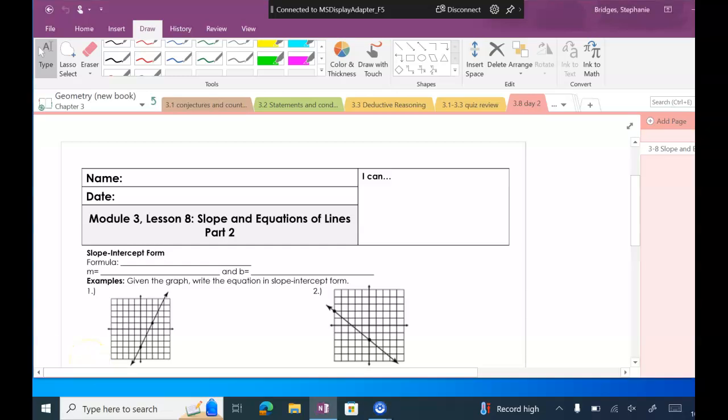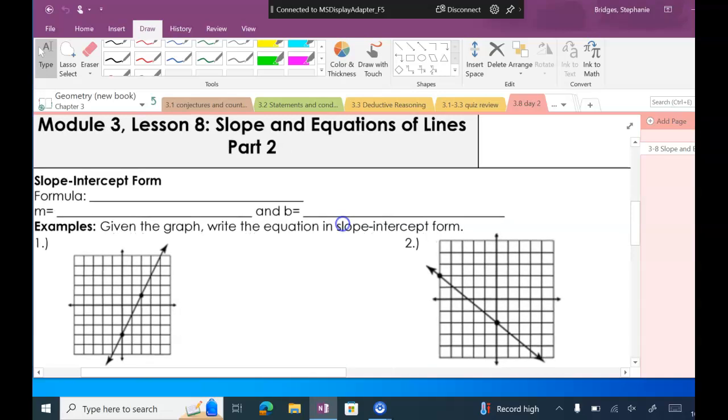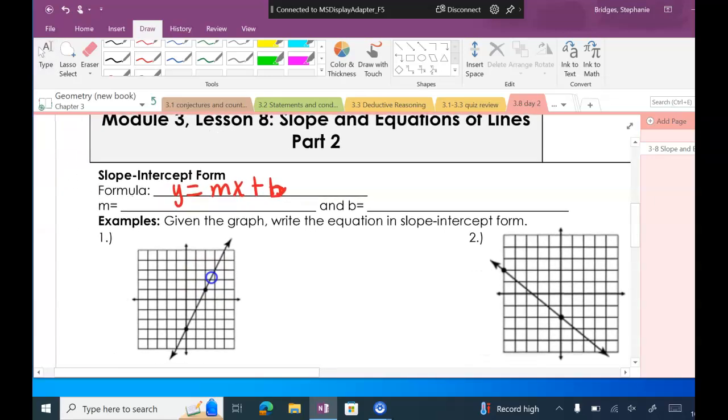All right, so we are going to start with what we call slope-intercept form. You guys have heard of slope-intercept form before, right? Does anybody remember what it looks like? Y equals mx plus b. Perfect. That is our slope-intercept form. That is how we can write an equation of a line if we have the slope and the y-intercept. That y-intercept is where it crosses the y-axis.